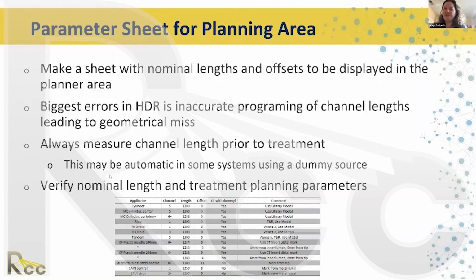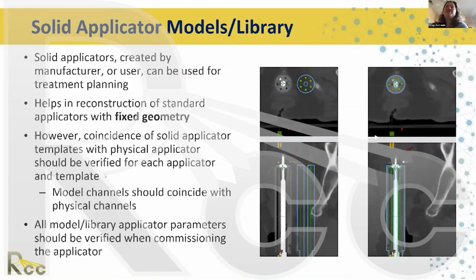Okay. So cheat sheets are okay, they're encouraged. I wanted to talk about using libraries. In a lot of the treatment planning systems these days, you have libraries of solid applicators, and they are created by the manufacturer from the CAD drawings. Sometimes the user can even put them in. And they can be used, I should say, I think they should be used for treatment planning if you have that available, because it helps you in reconstructing the standard applicators with a fixed geometry.